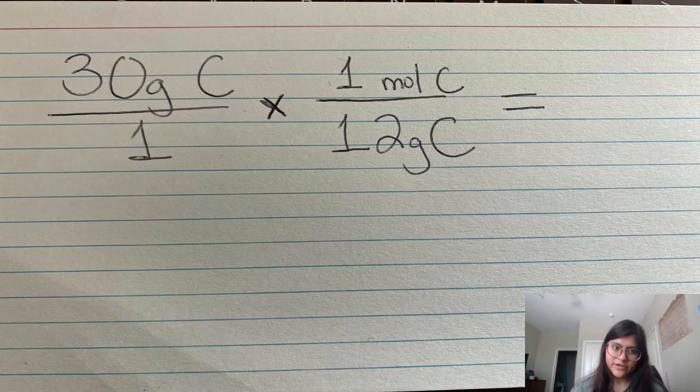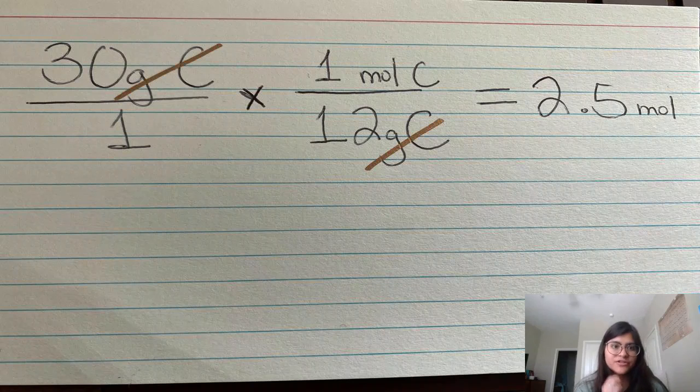To set up your equation, make sure you start with what you have. You know that it's 30 grams of carbon over 1. You multiply that over 1 mole of carbon over 12 grams of carbon. Make sure that when you set it up, you have it to where you can cancel out the conversions. That will lead you to 2.5 moles.